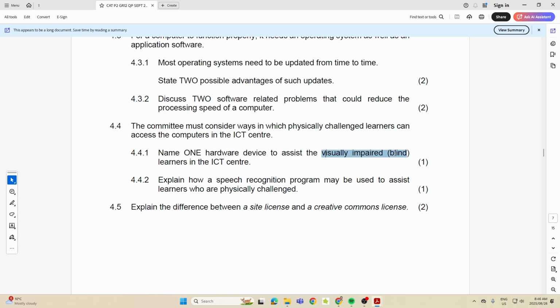Now, I don't like this wording, because visually impaired does not mean blind. Folks, I wear, as you know, I've got spectacles, I've got glasses that help me. I'm visually impaired, but I'm not blind. So I'm glad that they put in brackets here. They're actually talking about being blind. So this individual is blind. Can you give a hardware device to assist a learner who is blind?